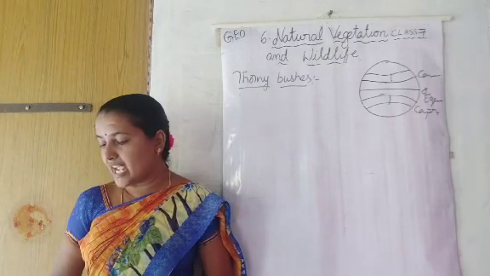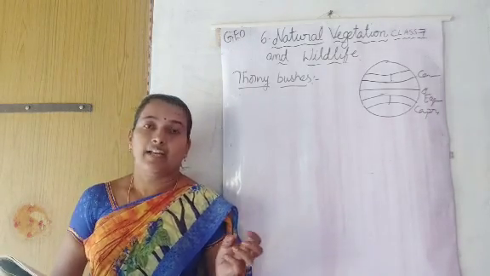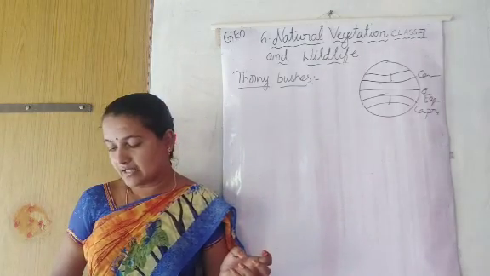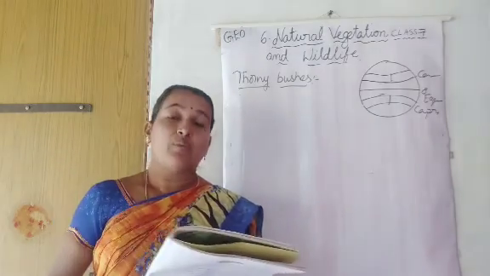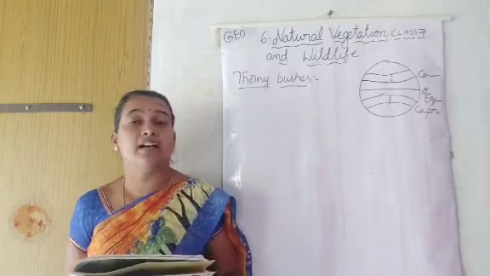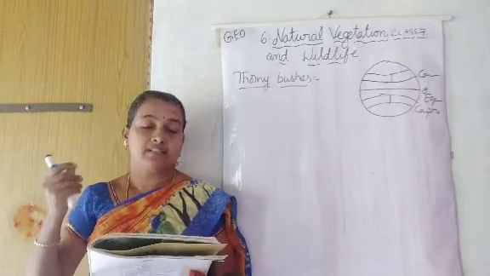Name some of the common animals of the desert which you have learned earlier. I think in the second lesson or third lesson, you have found those animals also. What type of animals will be there in deserts? Lizards, camels, like those.